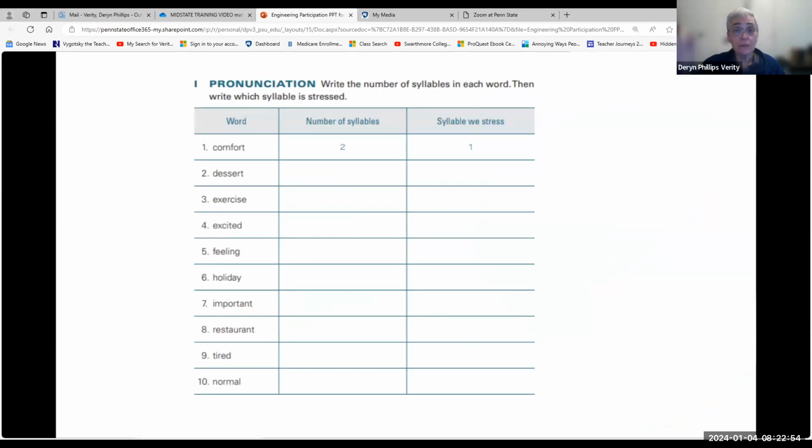So if I hold up one, what are some words where the stress is on the first syllable? Multisyllabic words with stress on the first syllable. They can recall it from the textbook. They can recall it from a previous lesson. They can just come up with new words for themselves.